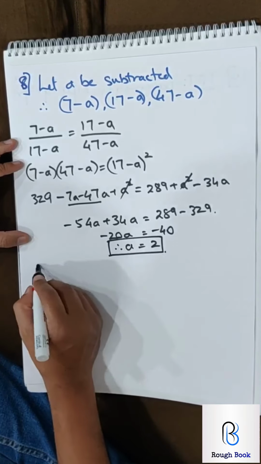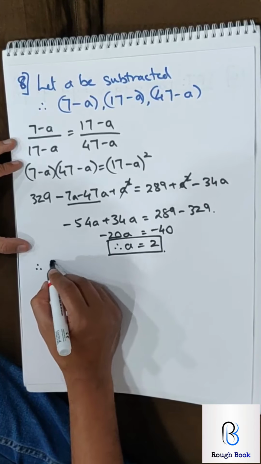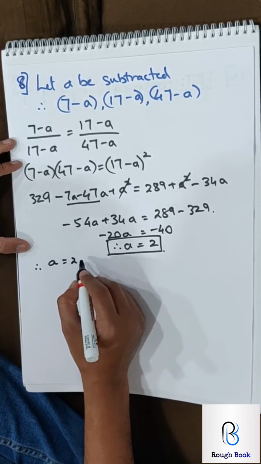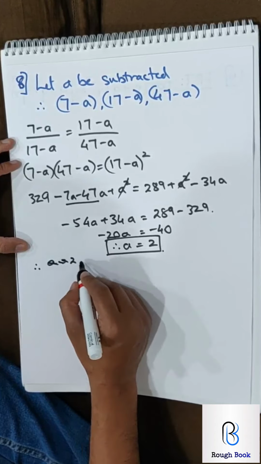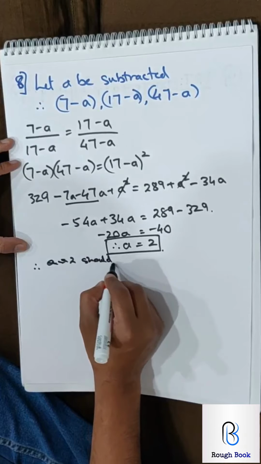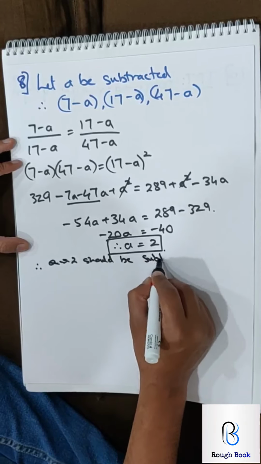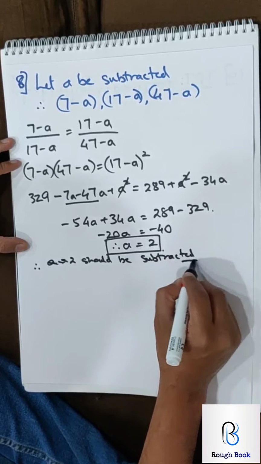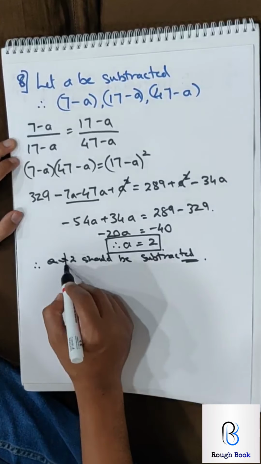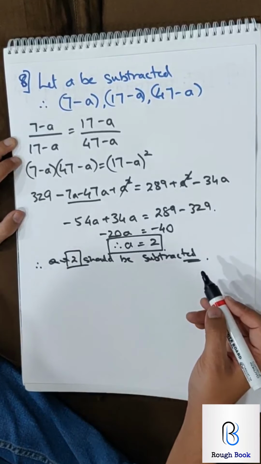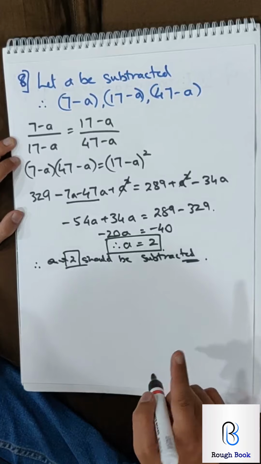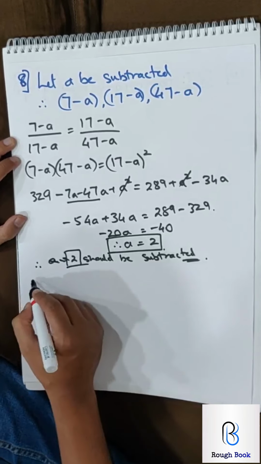Once you get the answer, you are bound to write the final answer. Therefore, a is equal to 2, or you can directly say 2 should be subtracted. I have seen in the boards while correcting that when this line is not written, people have been deducted 1 mark. So see to it you write the final answer.